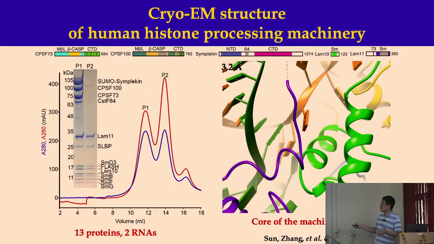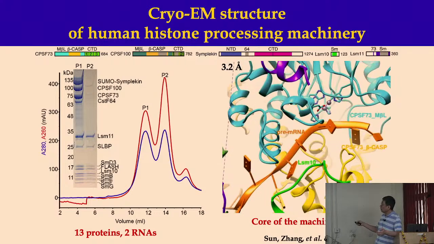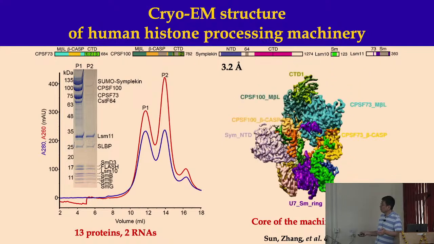Most of it we don't see. So this is just a very small piece of it. And unexpectedly, we actually trapped the RNA in the active site of CPSF73. So this is the active site, that's the 2 metal ions.